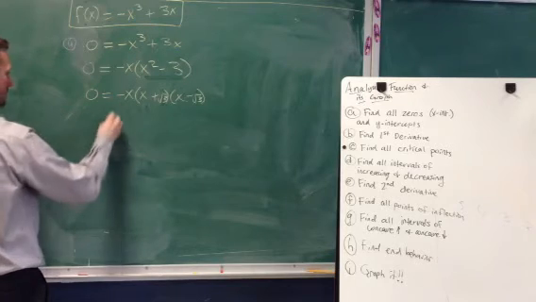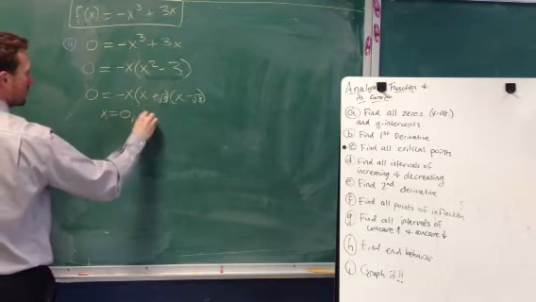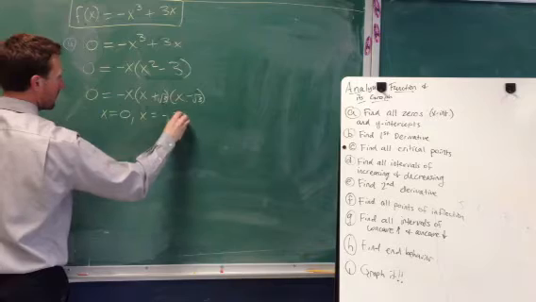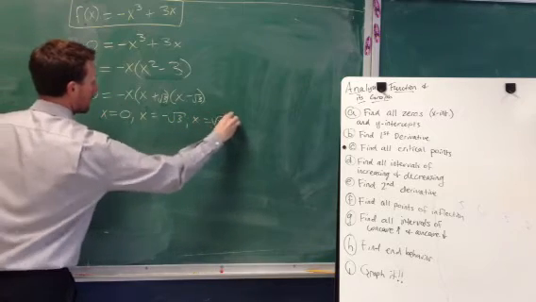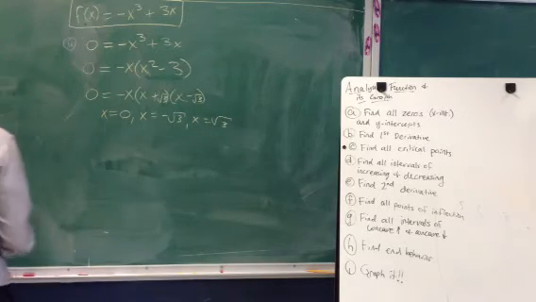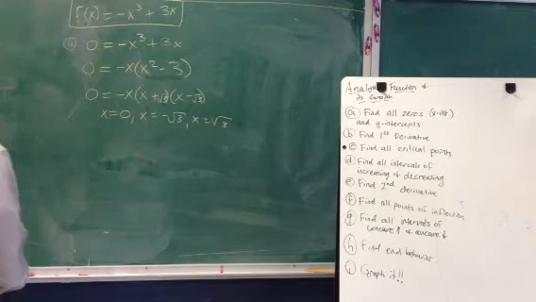So that gives us three solutions. X equals 0, x equals negative the square root of 3, and x equals the square root of 3. Okay, so now we found our three zeros.